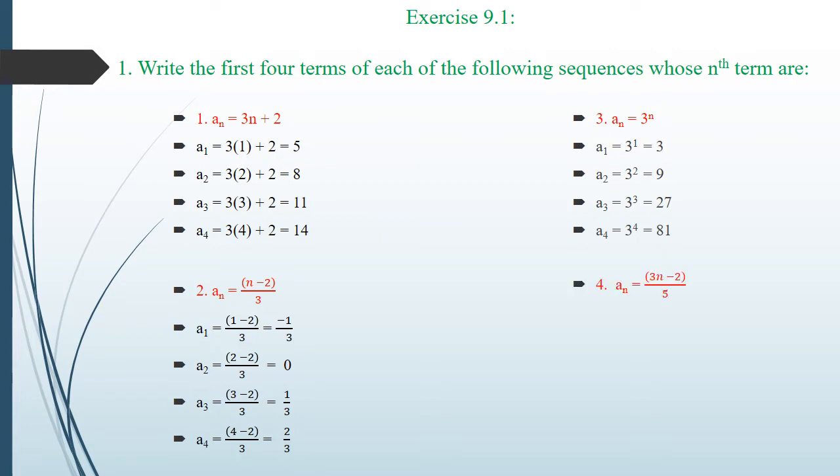Next question, an is equal to 3n minus 2 whole divided by 5. So first term is going to be a1 is equal to 3 into 1 minus 2 divided by 5.